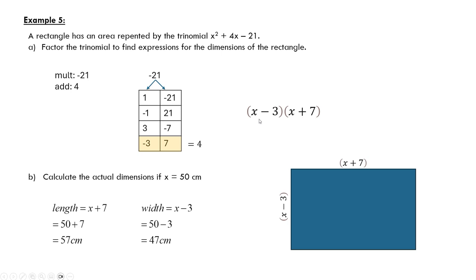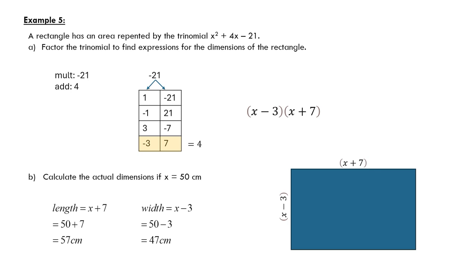Now notice here, we have two terms which are being multiplied together. Trying to figure out which one is length and which one is width is pretty straightforward. Generally speaking, we think of the length as being longer than the width. So anything plus 7, x plus 7, is going to be longer than x minus 3. So we can assume that x minus 3 will be the width, and x plus 7 is the length.